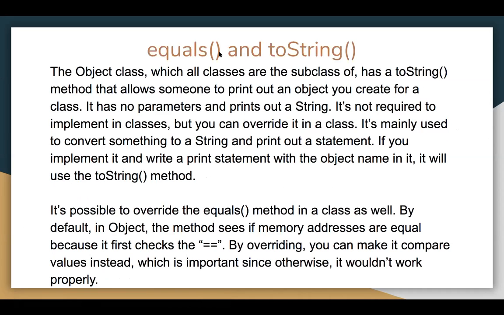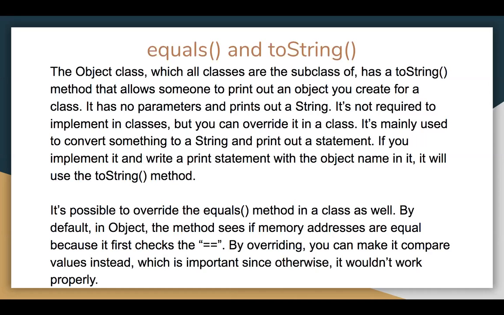So equals and toString. These are types of methods. The object class, which all classes are a subclass of, has a toString method that allows someone to print out an object you create for a class. It has no parameters and prints out a string. It's not required to implement in classes, but you can override it in a class. So basically what this means is that object already has the toString method, but it's not required to implement in classes since it's already there. But you can override it in a class if you wanted the method to print out a specific thing.